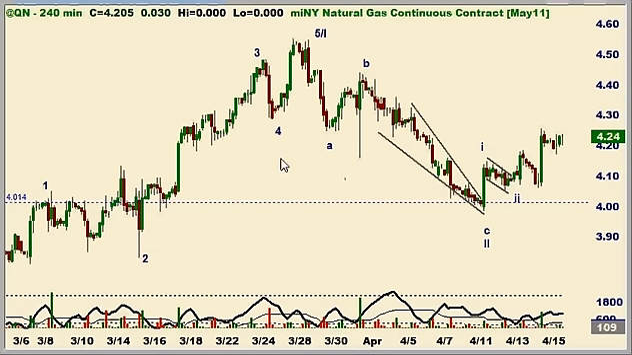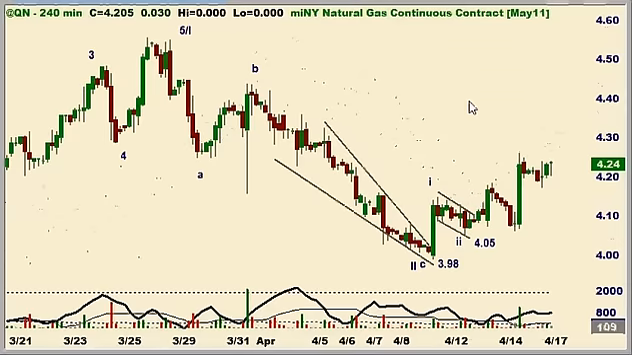And in our example here of natural gas, we've got 1, 2, 3, 4, 5 up. We've got A, B, C, B, and then a rather wedgy-shaped C wave for wave 2. And the key here: you never know for sure whether or not there's a change in trend in a market. There's no way to know 100%. What you do know, and what Elliott does help with, is helping to define where your risk should be.